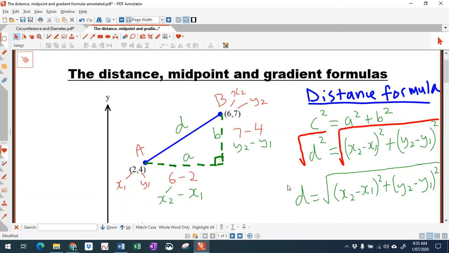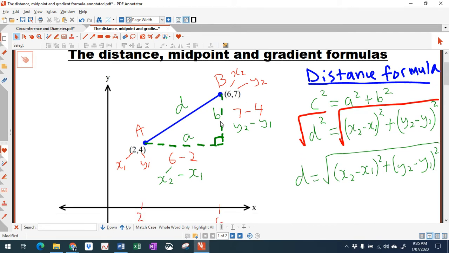Hi, Year 10. We're going to look at developing the midpoint and gradient formulas.